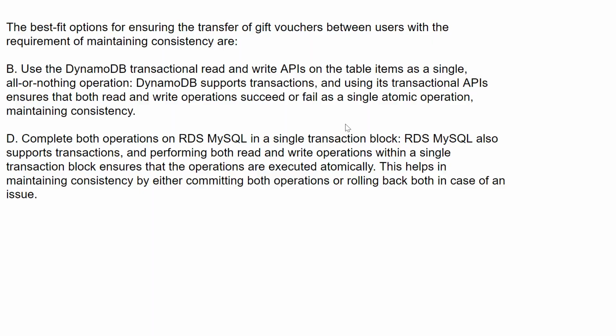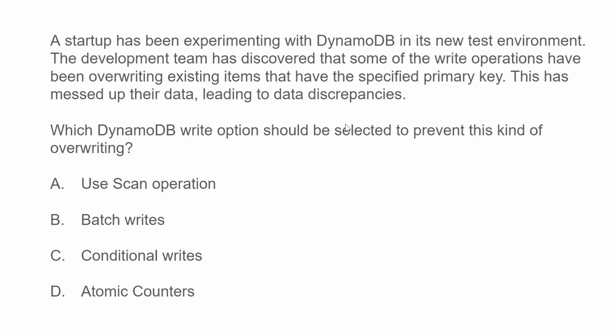Next question. A startup has been experimenting with DynamoDB in its new test environment. The development team has discovered that some of the write operations have been overwriting existing items that have the specified primary key. This has messed up their data, leading to data discrepancies. Which DynamoDB write option should be selected to prevent this kind of overwriting? A, use scan operation. B, batch writes. C, conditional writes. D, atomic counters.